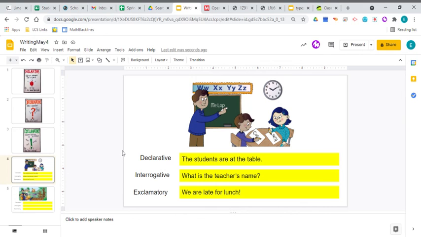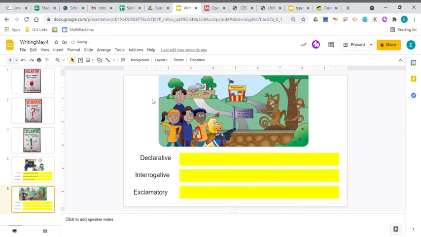Now, you will take a look at this picture and you will write one declarative, one telling, one interrogative, one asking, and one exclamatory sentence showing a lot of emotion, right? Sentences for this picture.